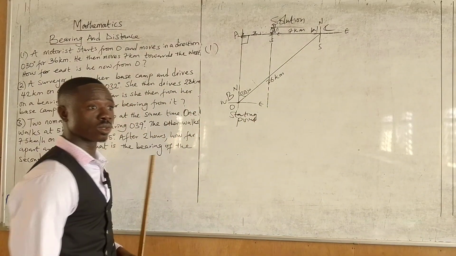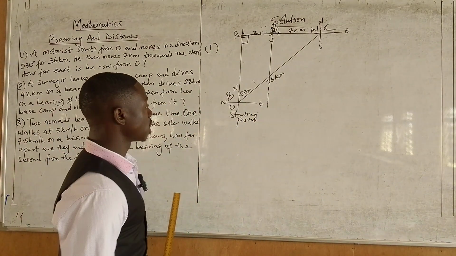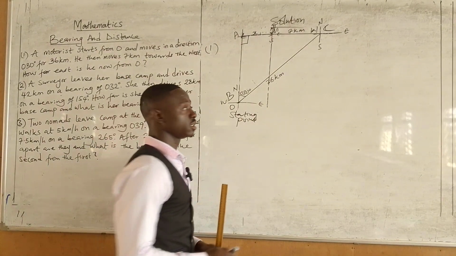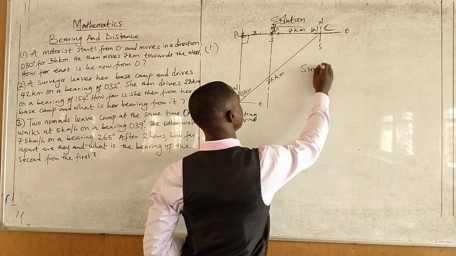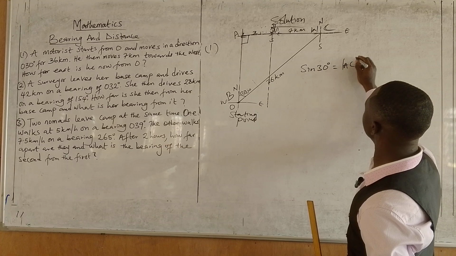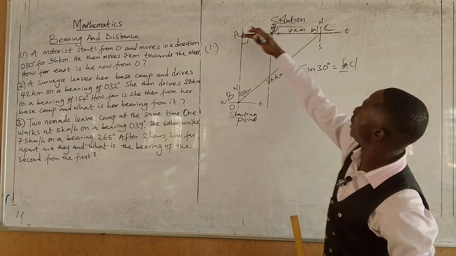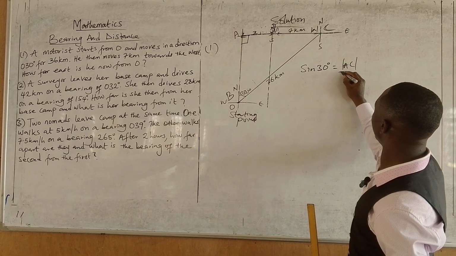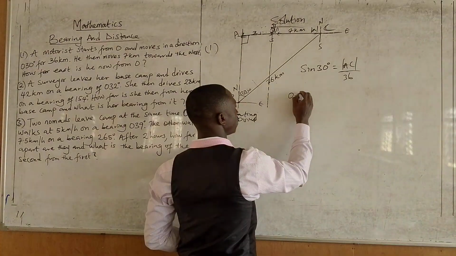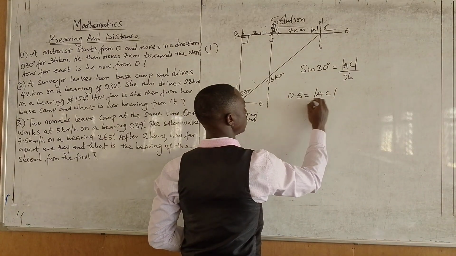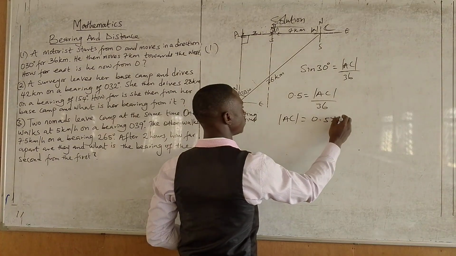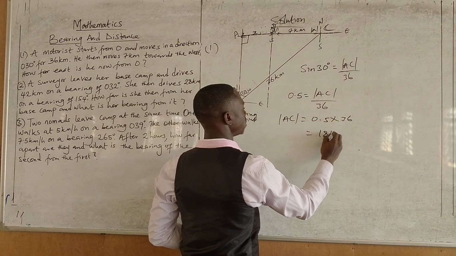According to our trigonometric ratios, we use SOHCAHTOA, right? So what connects opposite and hypotenuse? That's sine. So we now have that sine 30 degrees equals the opposite, which is AC, the whole of AC from here to here, over the hypotenuse, which is 36. So what is sine 30? 0.5 equals AC over 36, and then AC equals 0.5 times 36, which is 18 kilometers.